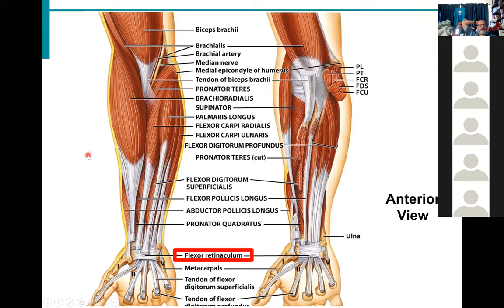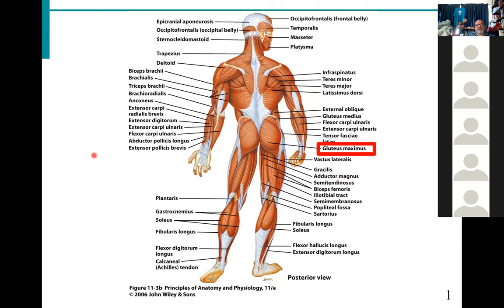All right, there you go. Again, it can be intimidating when you first look at this because you see a lot of names, you see a lot of muscles, but remember, we are just looking at the superficial muscles, and if you pay attention, the tendons will tell you where they go. All right, questions on that? All right, excellent. Then let's move on to the leg.